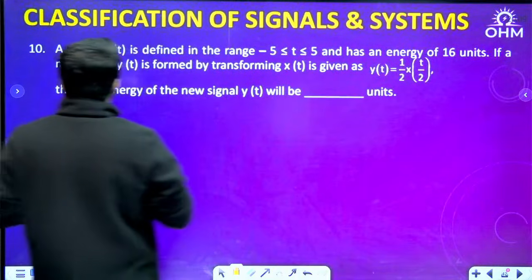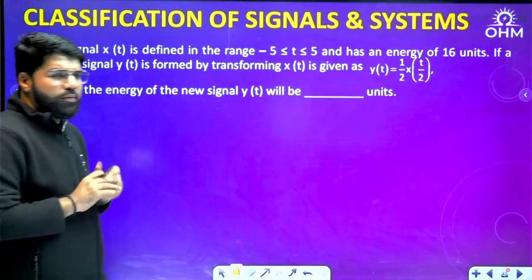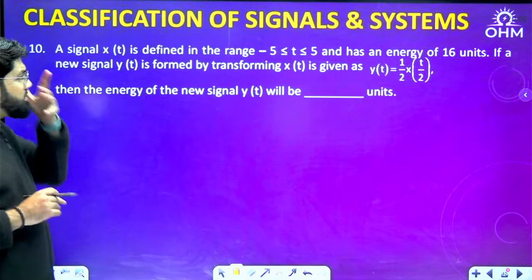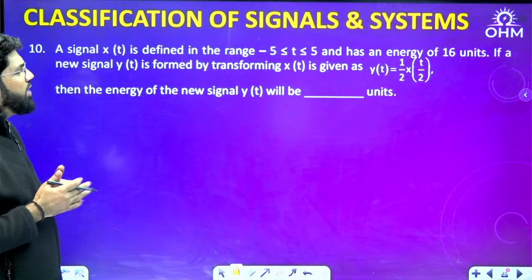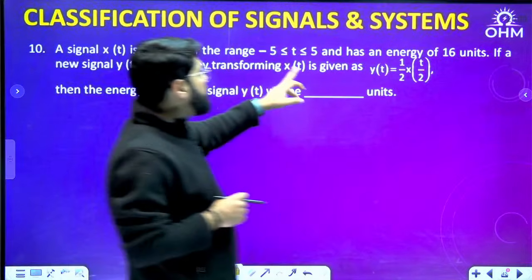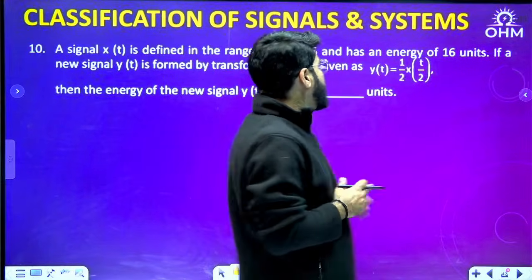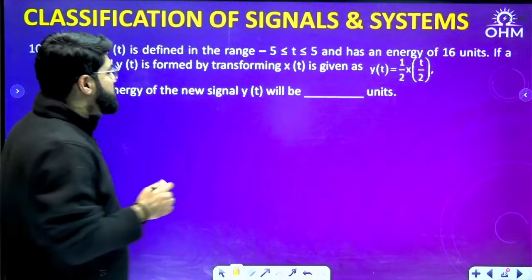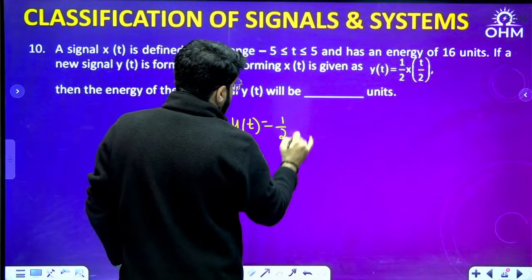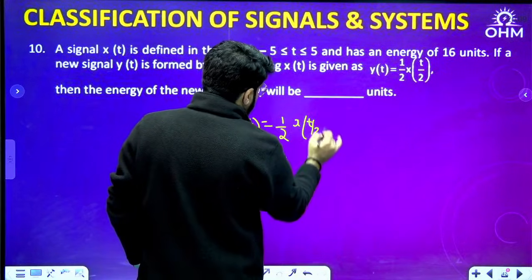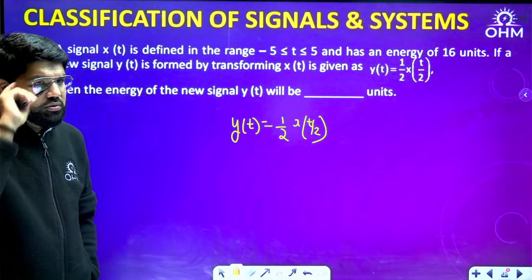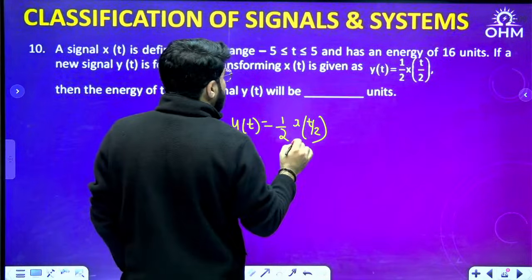This is also an easy one. Easy but expected. A signal xt is defined in the range -5 less than or equal to t less than or equal to 5 and it has an energy of 16 units. If a new signal is formed by transforming xt as given by 1 by 2 x of t by 2, what is the energy of the new signal yt? 1 by 2 x of t by 2. What is going to be the energy?